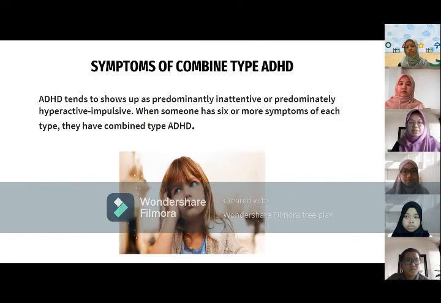And lastly, for the combined type ADHD, as we know, ADHD tends to show up as predominantly inattentive and predominantly hyperactive-impulsive. But when someone has six or more symptoms of each type, they will have the combined type of ADHD.